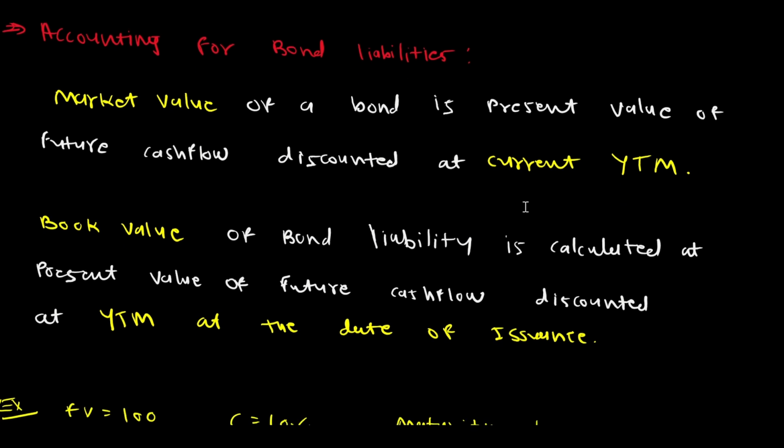Okay, and if you want to calculate the book value of that bond, the book value of the bond liability is calculated as the present value of the future cash flow discounted at the YTM at the date of the issuance. Meaning book value is calculated at the YTM at the date of the issuance.